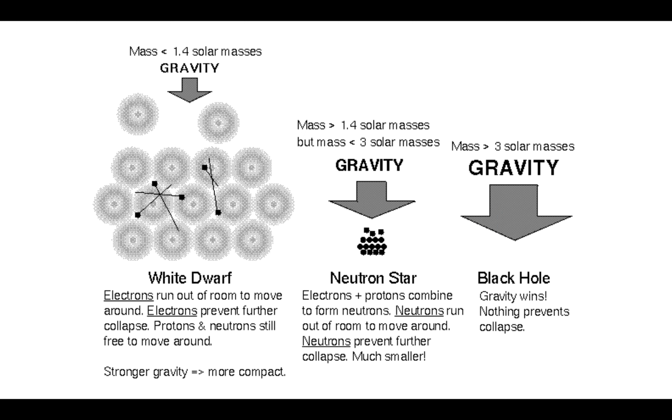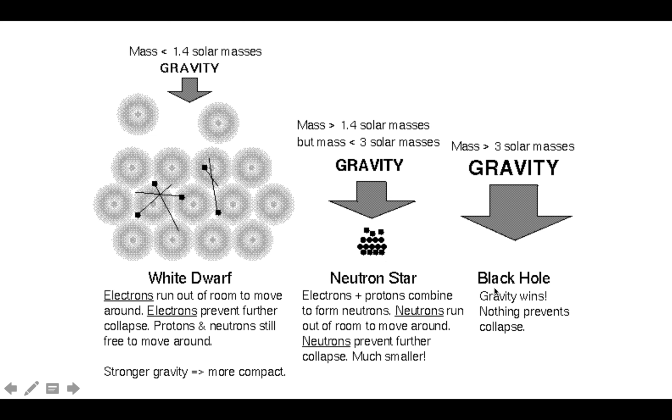So this next slide talks a little bit more about electron degeneracy pressure, where electrons have basically run out of room. Remember, electrons orbit the nucleus of an atom, and they have certain spins, only 2 electrons in a certain orbital. We talked a little bit about this in Gen Chem, but the electrons prevent further collapse. However, protons and neutrons are still able to move around. Whereas with neutron stars, which we'll talk about, electrons and protons combine to form neutrons, and the neutrons run out of room, and they prevent further collapse. And that's why neutron stars are really, really small, only the size of a city.